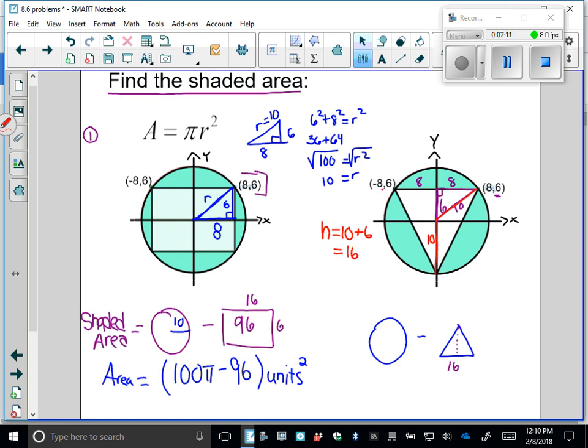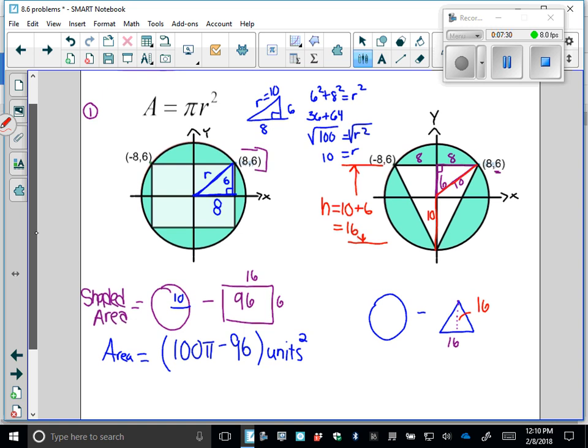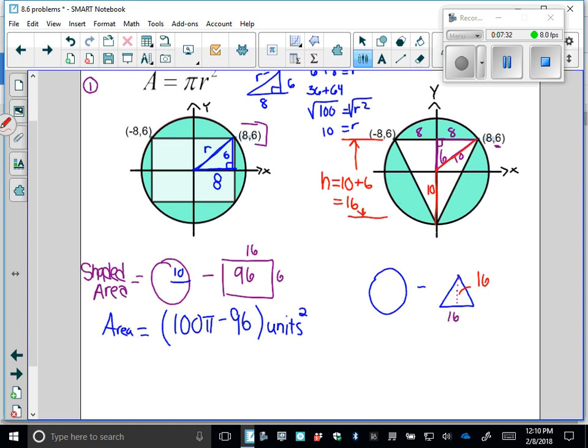Because it's the distance from here to here, from the bottom of that vertex of the triangle. So the height is 16. And the radius of the circle is still 10. So the shaded area, this is 100 pi.